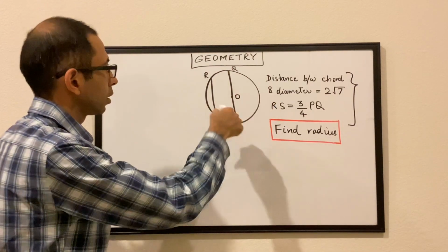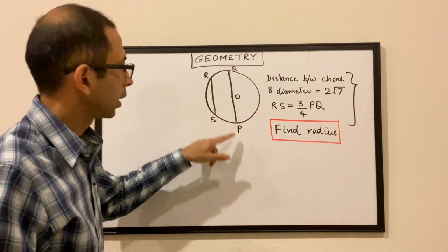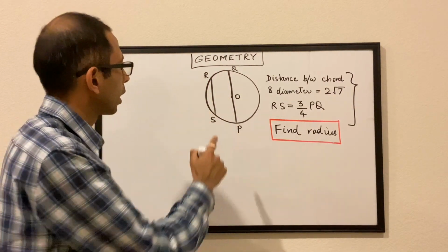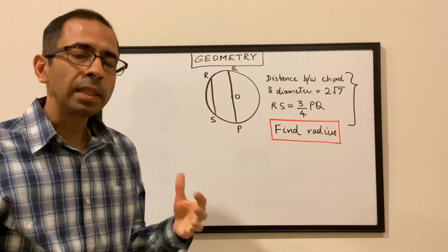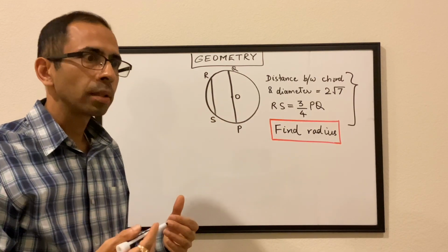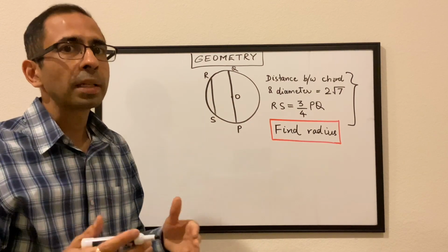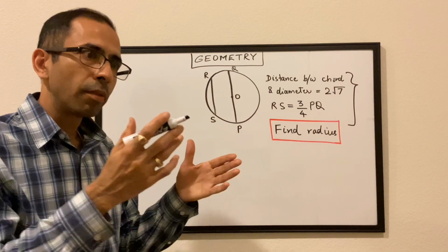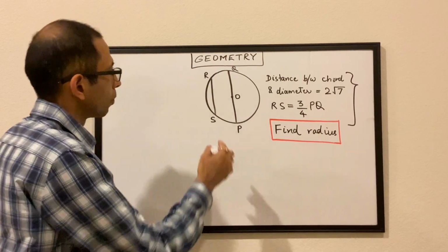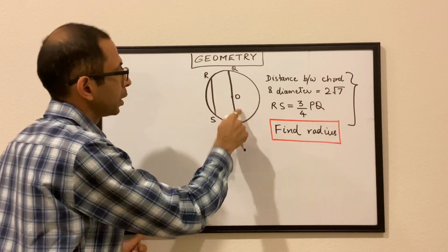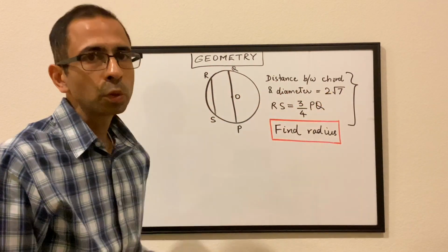So we have this circle with center O. PQ is the diameter, passing through the center of the circle, and RS is the chord, right? What is a chord? A chord is any line segment within the circle which is touching 2 points on the circle and not passing through the center. When a chord passes through the center, it is called a diameter, right? So RS is this chord and PQ is the diameter, and the distance between the chord and the diameter is given to be 2 root 7.